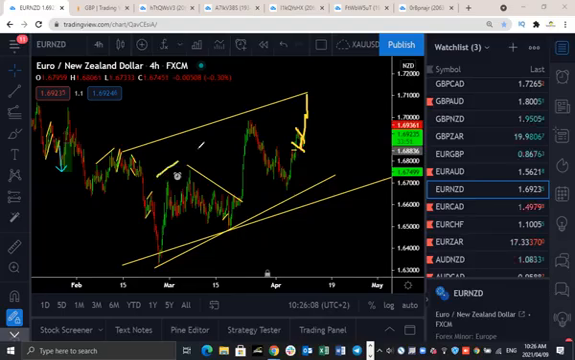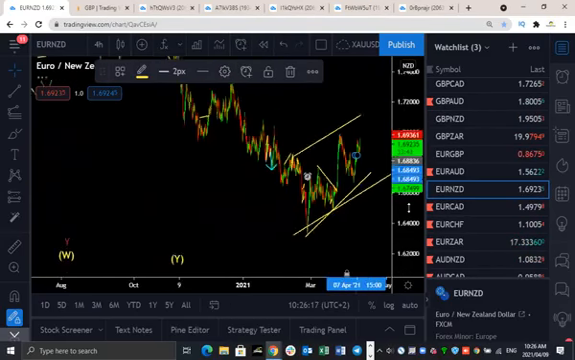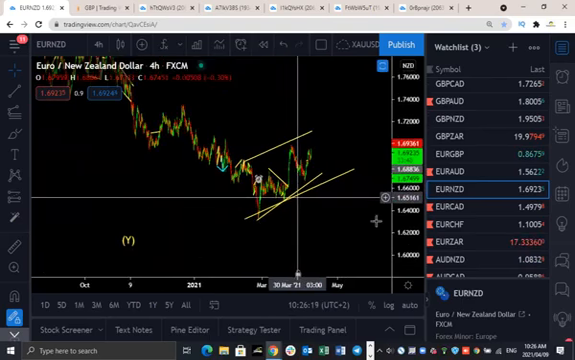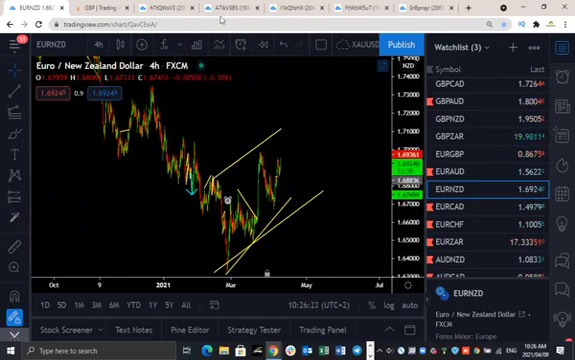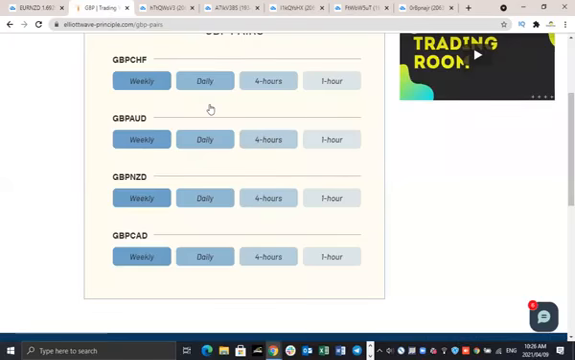But we know that the euro long term is downside. You're looking at the downside on Euro New Zealand and Euro Audi. So look at yesterday's video, second session, detailed analysis. You'll see why we're looking for downside on the euros.